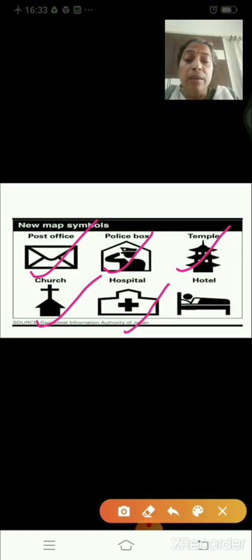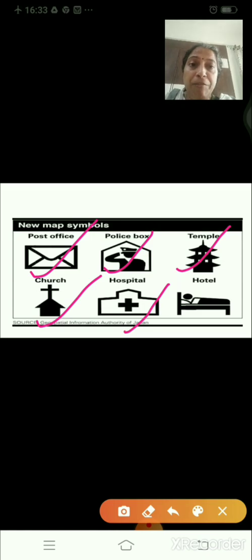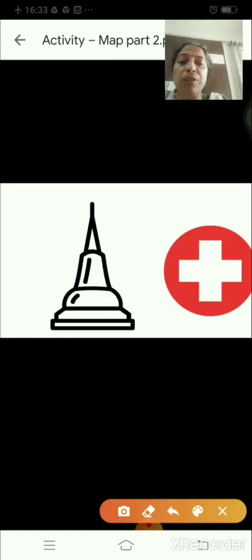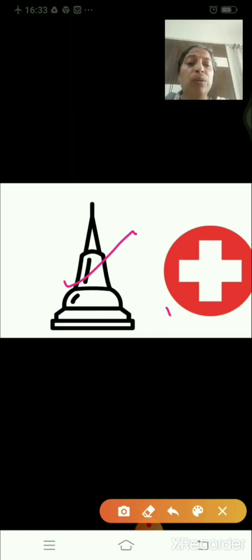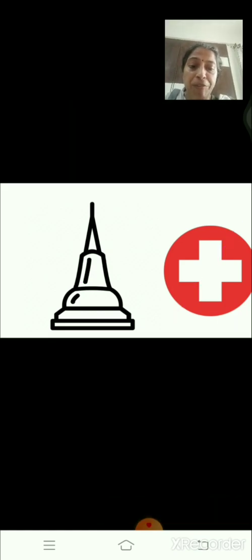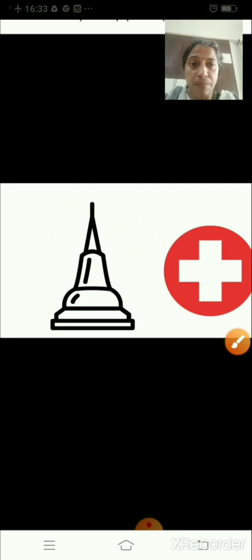But you will not find the same symbol in another map, because different map makers, when they make a map, they use different symbols. I'll just show you an example. See here. Here the symbol for temple is this one, and for the hospital is this one. So both are different, right? So different map makers make different symbols.